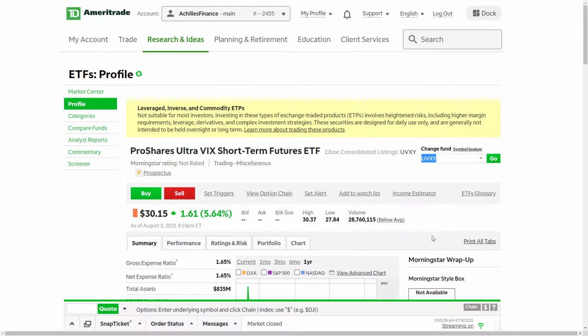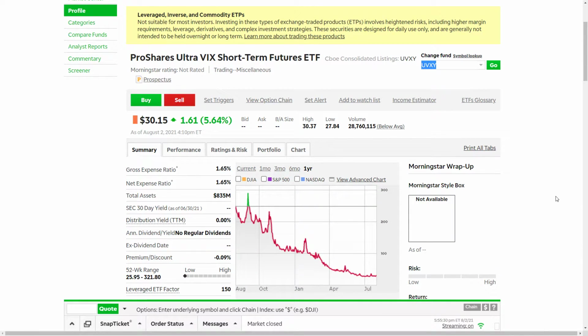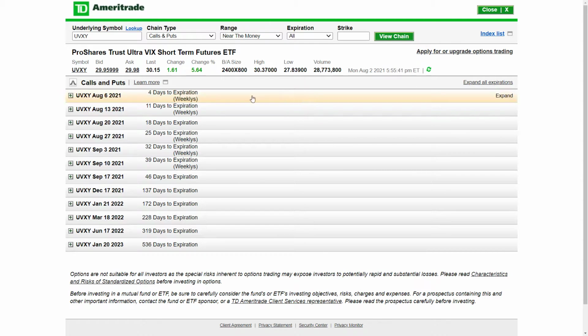And the reason for that is because the VIX tracks volatility in the market, and the way that it does that is it goes out and it looks at the option chain. So I'll utilize the VIX options or the UVXY options as my case in point, and you can see here this is the options chain.